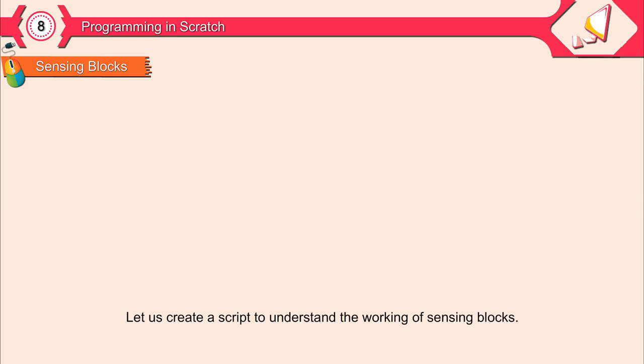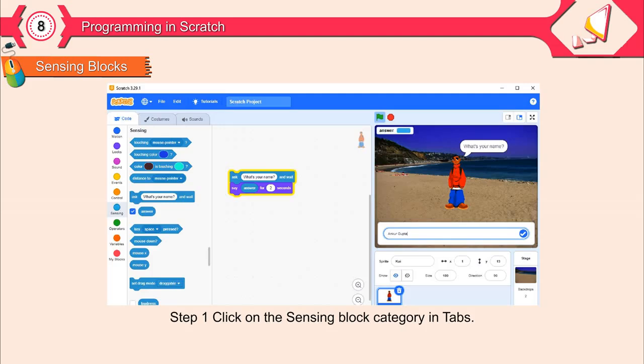Let us create a script to understand the working of sensing blocks. Step 1. Click on the sensing block category in tabs. Step 2. Insert a sprite, Kai, on the stage. Delete the cat sprite. Step 3. Add a new backdrop to the stage, Bleach Malibu. Step 4. Now drag the Ask "What's your name?" and wait block to the script area.